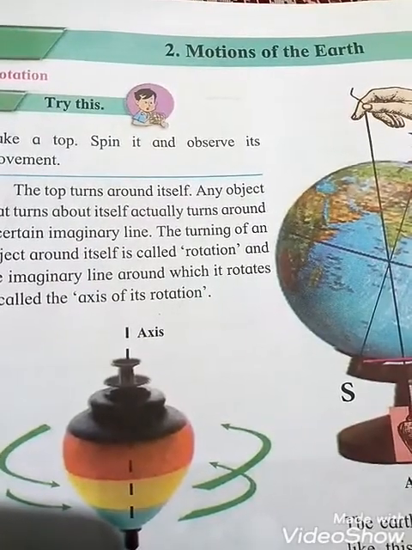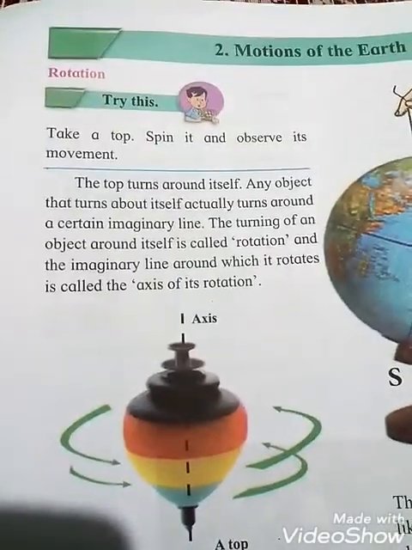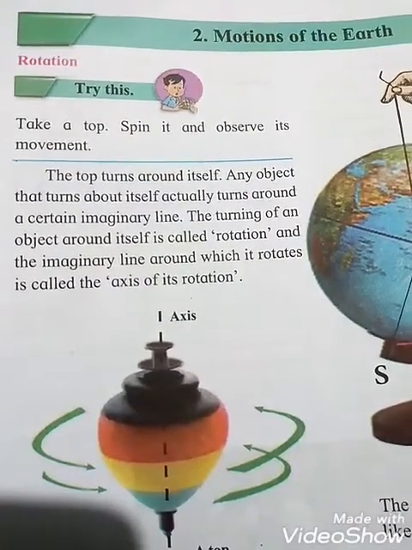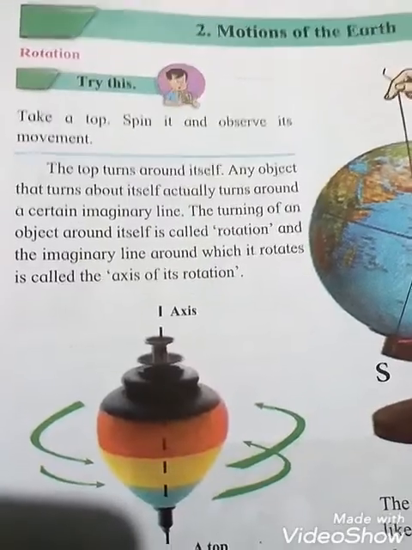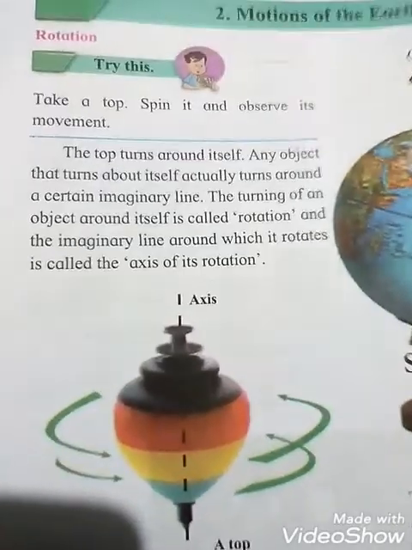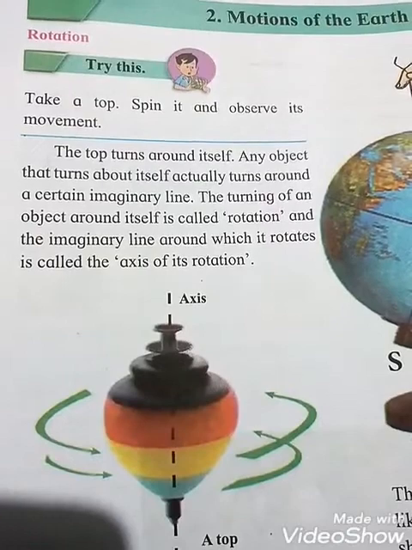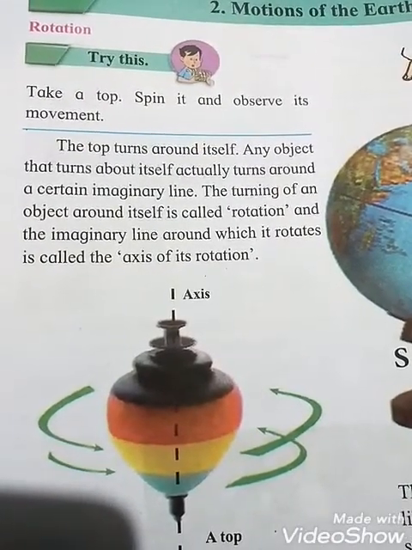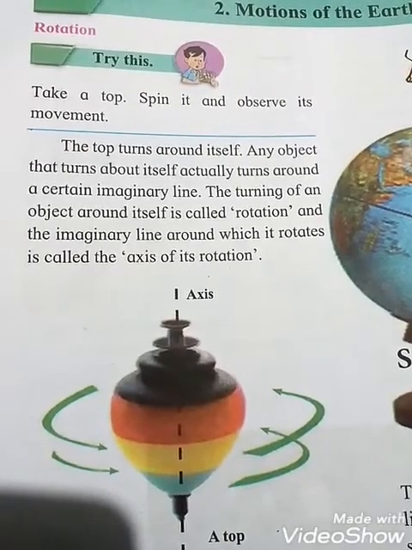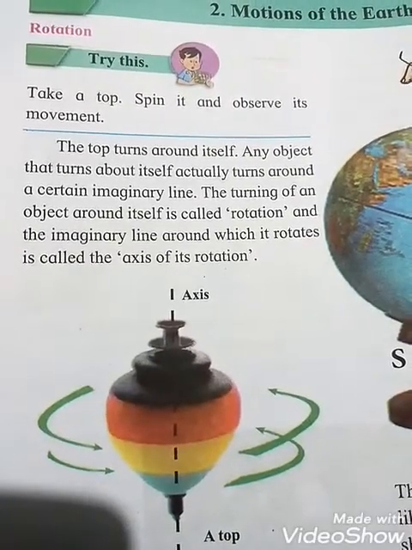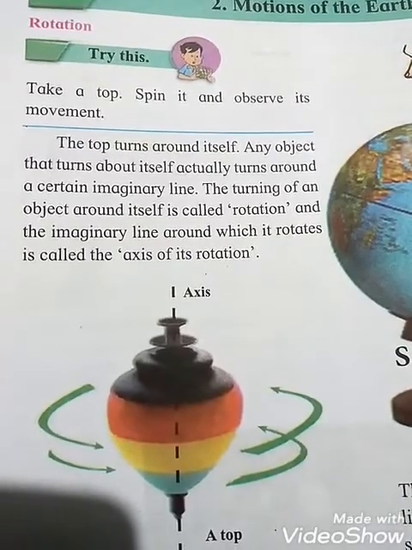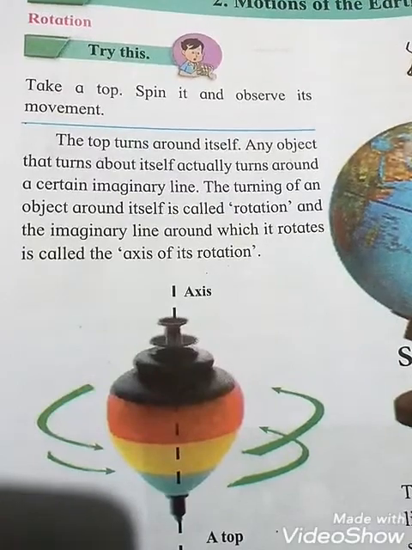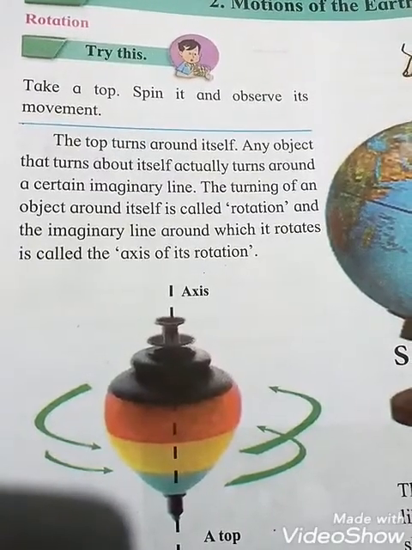And you all know that Earth is the planet we are living on. So see that rotation, try this. It is activity based. Take a top, spin it and observe its movement. See students, you have to take a top and observe how it makes its movement. The top turns around itself. Any object that turns about itself actually turns around a certain imaginary line. The turning of an object around itself is called rotation.